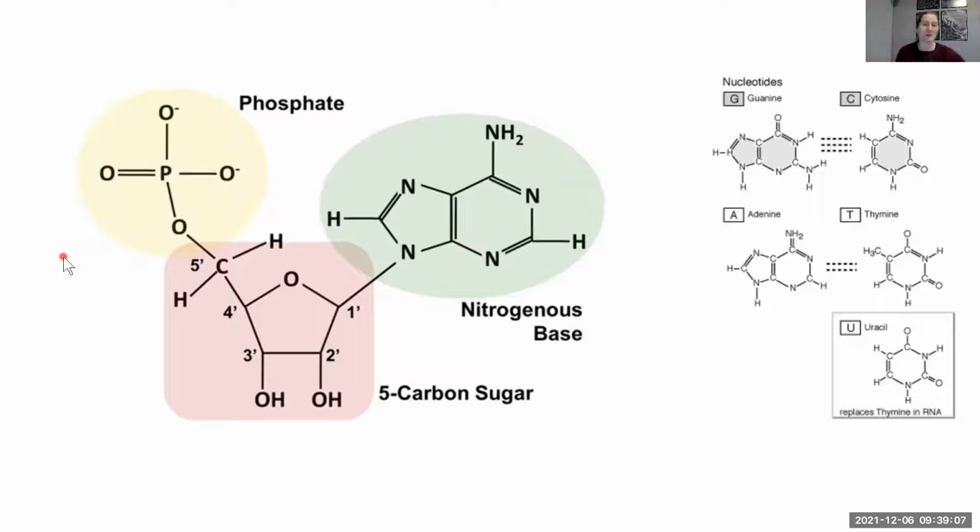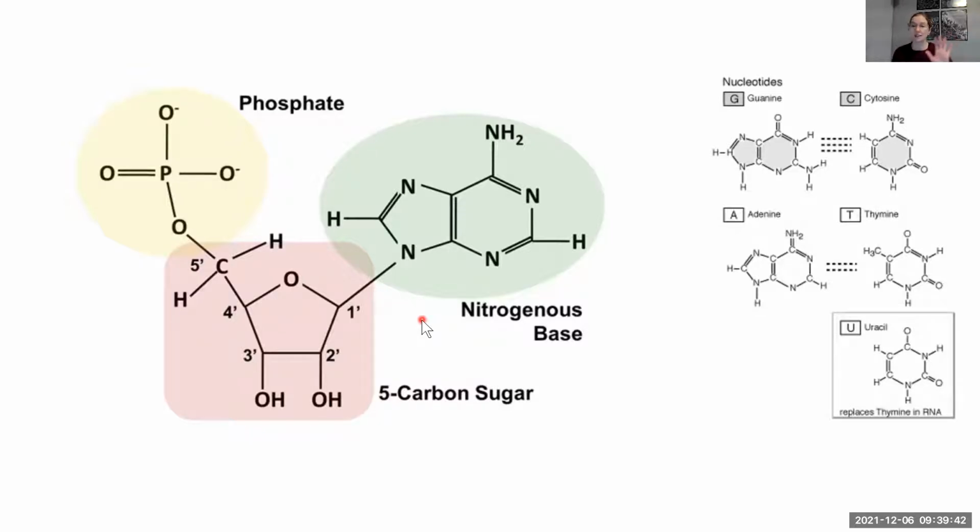So first, I am showing you a nucleotide. This whole thing on the left here is a nucleotide. And a nucleotide is composed of 3 parts. First, the phosphate group, which is highlighted in yellow. Then the 5-carbon sugar, also called a pentose sugar because it's a pentose shape, and then a nitrogenous base. So the phosphate group and the 5-carbon sugar are the same in all of our nucleotides, but the nitrogenous base is different in our different types of nucleotides.